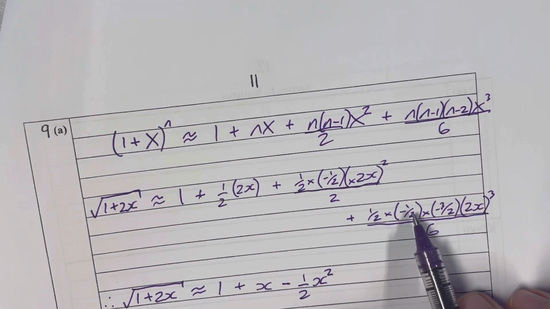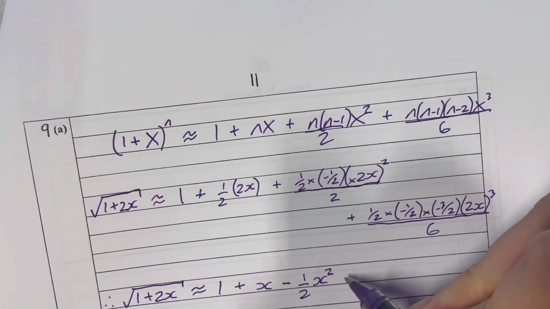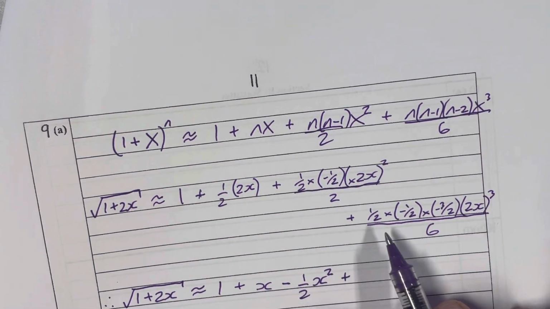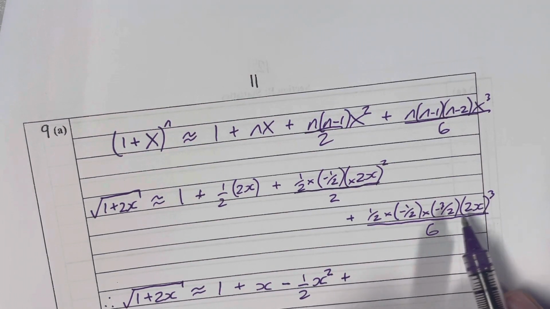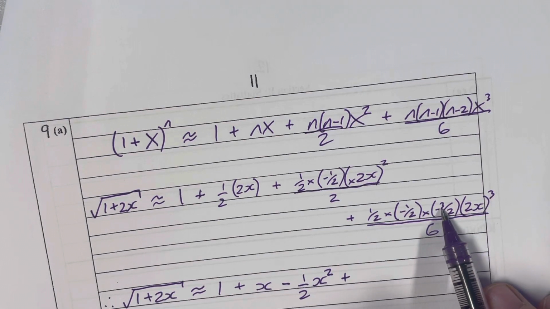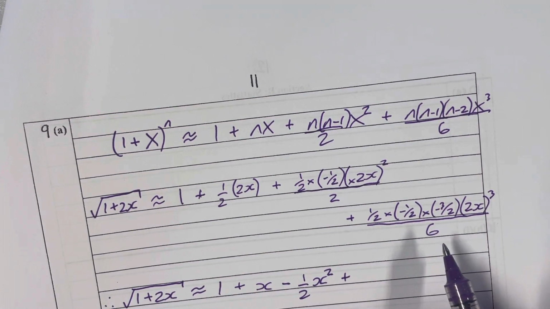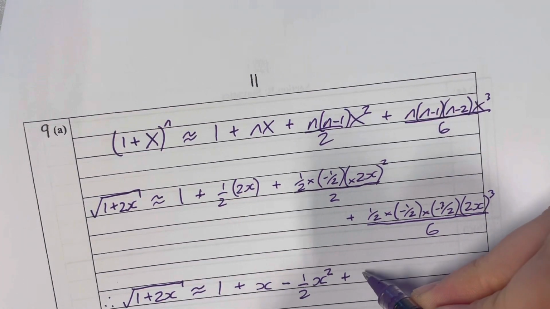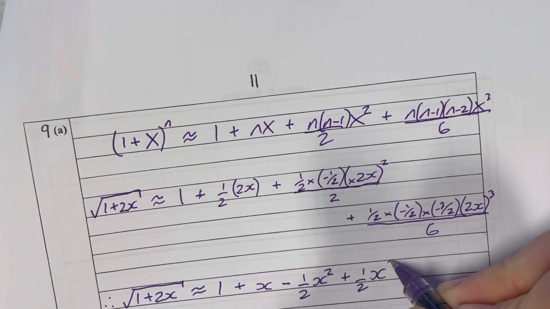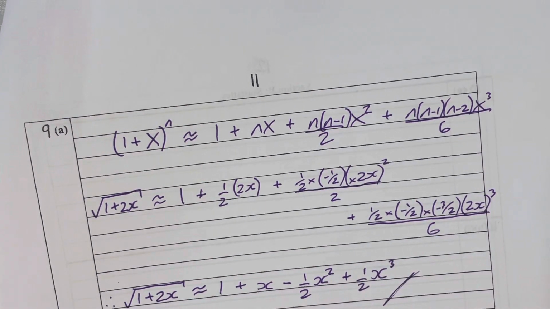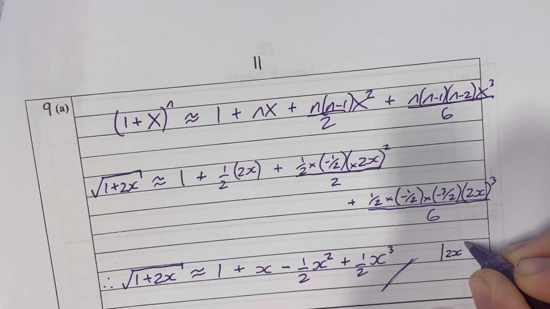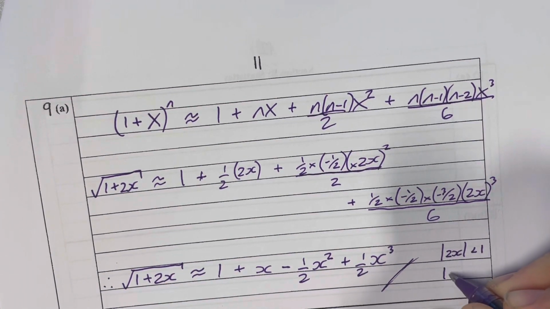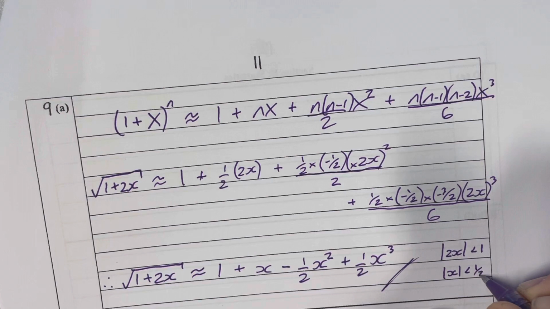And then here I've got positive, negative, negative, positive, positive. So this is going to be a positive term. Again, the halves on the bottom are all going to cancel with the 2s from here. So I'm just left with the positive 3x cubed on top and the 6 on the bottom. And 3 divided by 6 is a half again. So a half x cubed. And that's the answer. That is only valid for the modulus of 2x being less than 1, or if you like, the modulus of x is less than a half.